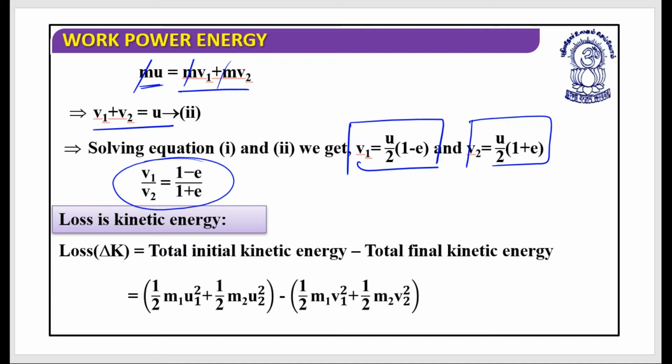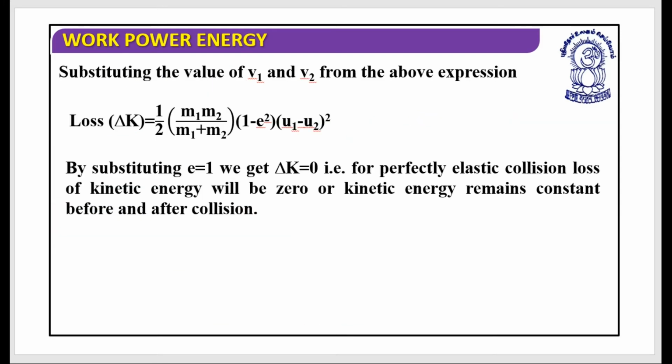Yes, same way, loss in kinetic energy we have already done with numerical practice. But if you go for the formula, then loss would be the total initial kinetic energy minus the total final kinetic energy. This is half m1 u1 square plus half m2 u2 square minus half m1 v1 square plus half m2 v2 square. Is it clear? Any doubts over here? Even we can solve this.